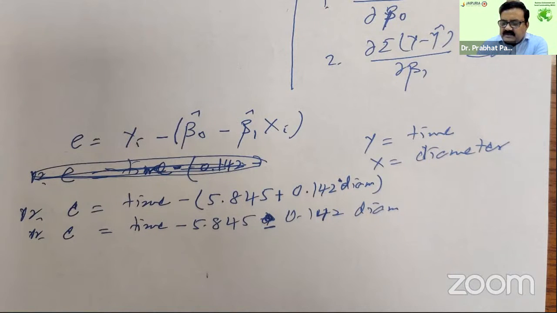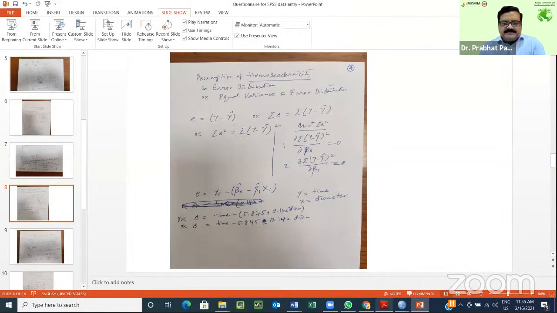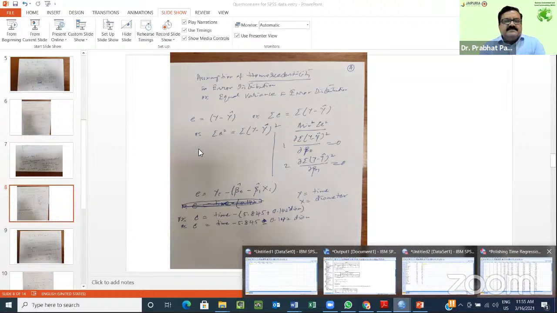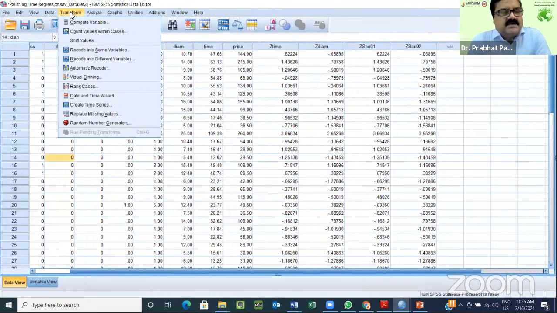So likewise, if we have to calculate the error, we have to write, let's say, time. I'm also writing it down because I have to use it in the calculation. So then we have to do minus 0.142 diameter. That's the estimation we have to use for calculating the error. So let us calculate the error by going to the data. So we go to transform variables. I'm using another new tab, so you can keep watch on how I'm going to do that.